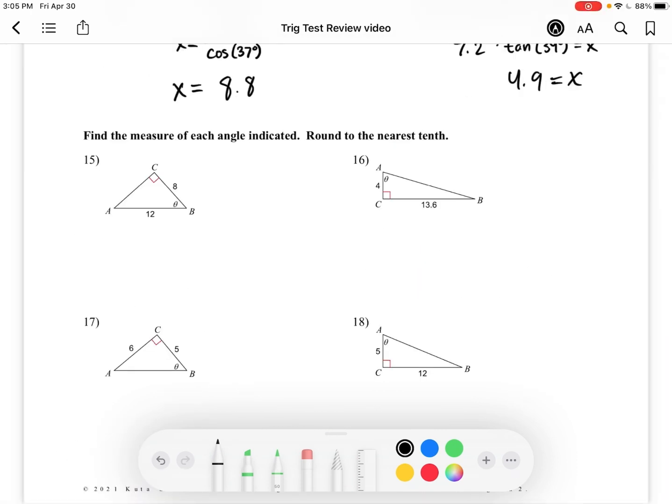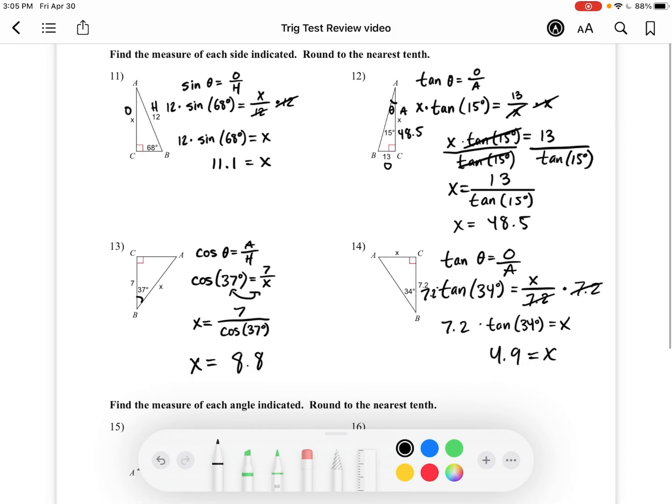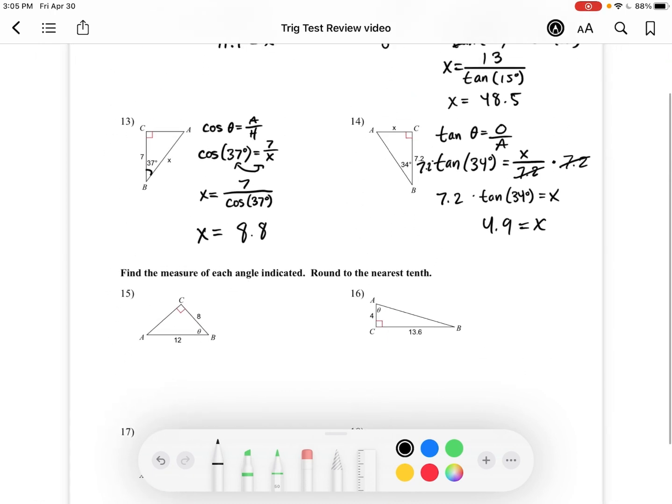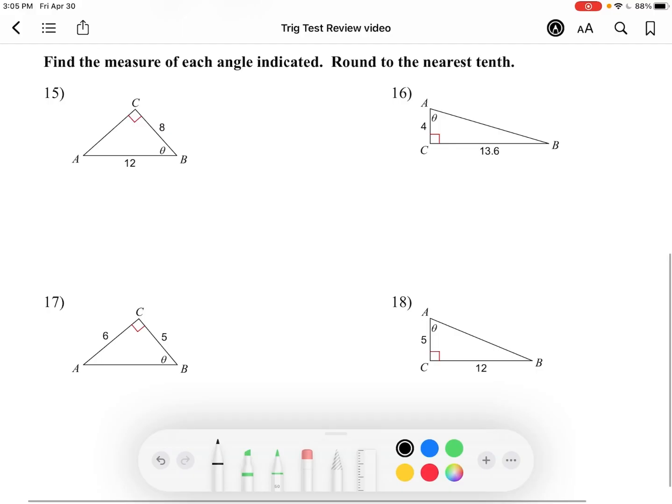For numbers 15 through 18, we're going to find the measure of each angle indicated, and we're going to round to the nearest tenth. Before I show you, if you want to look at the worksheet that goes with the lesson on finding the measure of each side and the measures of the angles, look at the worksheet that I put up on the screen. All right, let's get started with number 15.